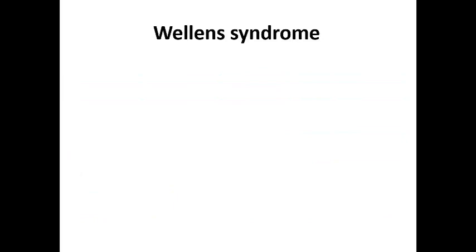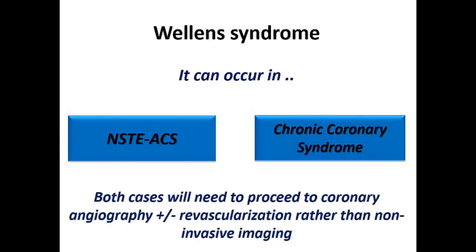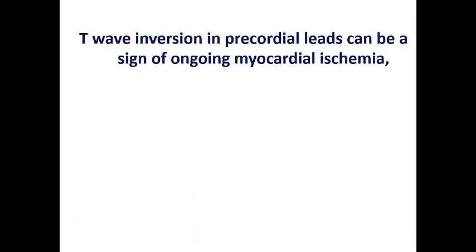And we should remember, Wellens syndrome can occur in non-ST elevation acute coronary syndrome and also in chronic coronary syndrome patients presenting with effort angina. And both cases will need to proceed to invasive coronary angiography plus or minus revascularization of the LAD rather than non-invasive imaging. So now we know that T wave inversion in precordial leads can be a sign of ongoing myocardial ischemia.